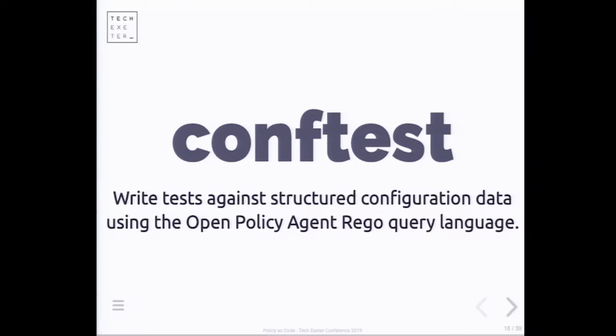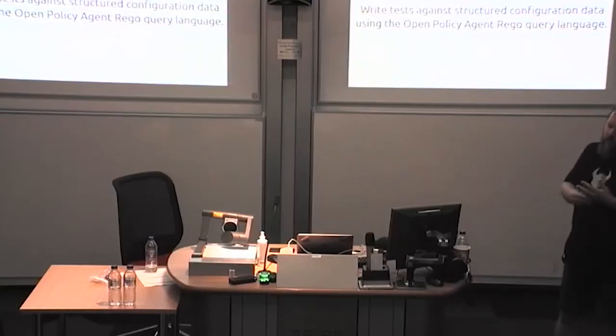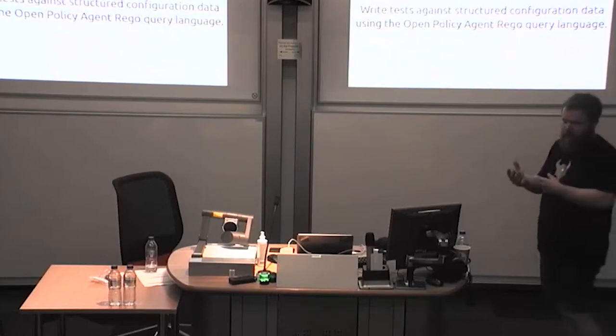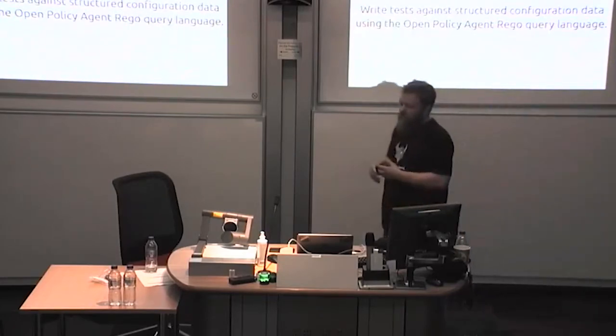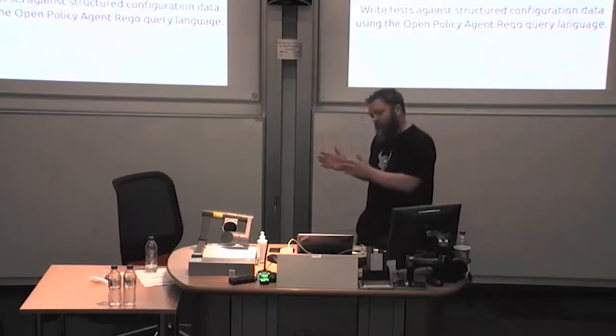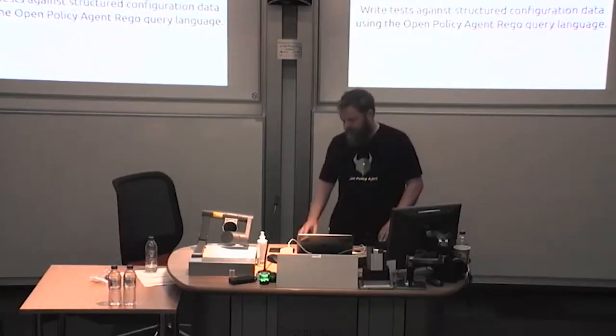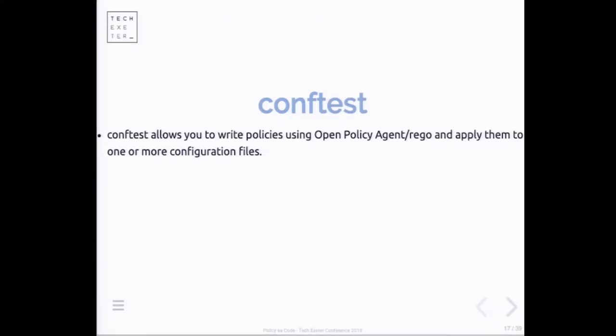And ConfTest is a sort of a version of OPA. It leverages OPA in terms of the way it does rules, but it's designed as a standalone tool that you can run against configuration data in a structured form with a set of policies to say yes or no, that passes. So ConfTest is an ideal thing for us to put into our build pipeline.